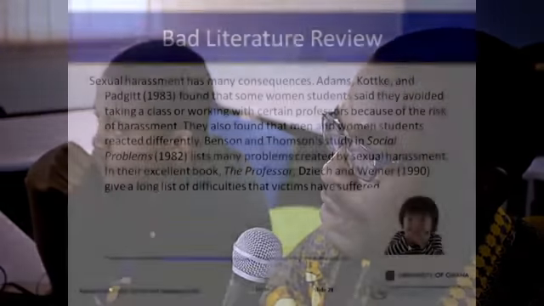I think there is no connection between the statements that the person made. If sexual harassment has many consequences, what are the consequences? He stated some authors that have written on that, and then they also found that men and women students react differently. So what are the reactions? I see there are no connections between the statements.